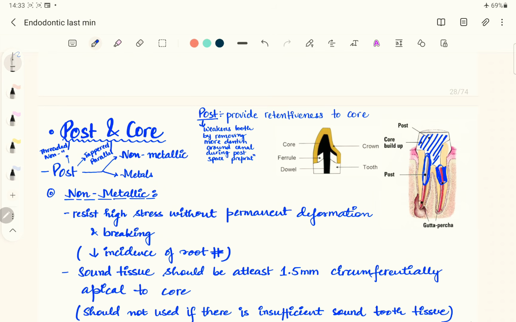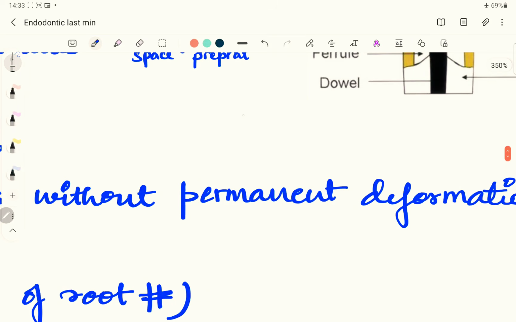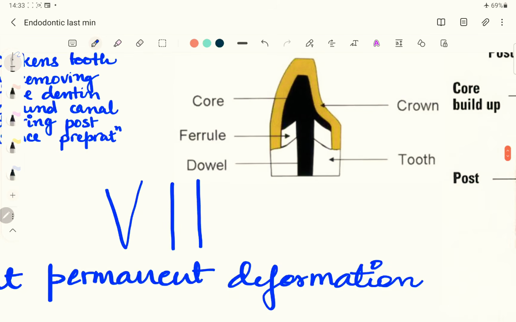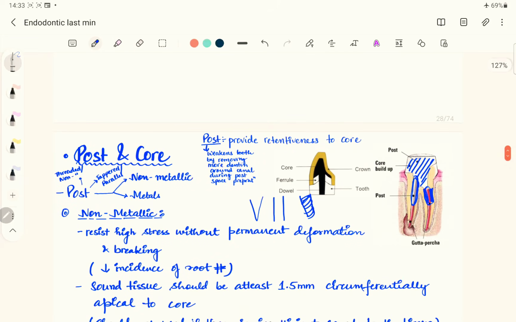We have different kinds of post. We have a post made up of metal, or non-metal. The shape of the post can again be variable. The post can be a tapered post, a parallel post, and sometimes the post is more like a screw. If you have seen a screw or implant, it can be threaded like this. It can come with threads. So it can be a serrated or threaded post, or it can be a smooth post. So based on that, we have different kinds of post, and what's the significance of these posts again.